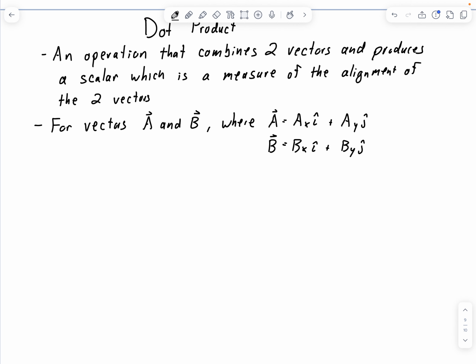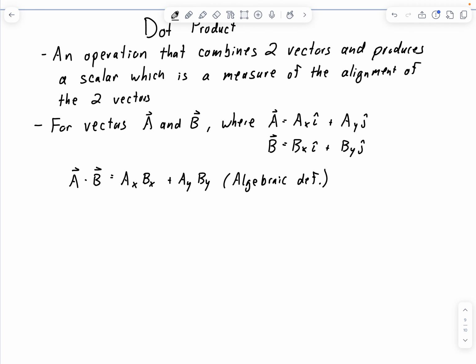So for these two vectors, we can define the dot product as A dot B is equal to AX times BX plus AY times BY. So we have the X component of A times the X component of B plus the Y component of A times the Y component of B. And this is the algebraic definition of the dot product.